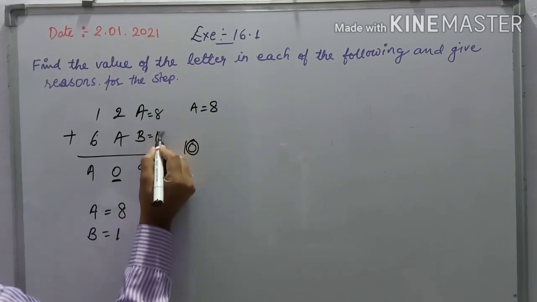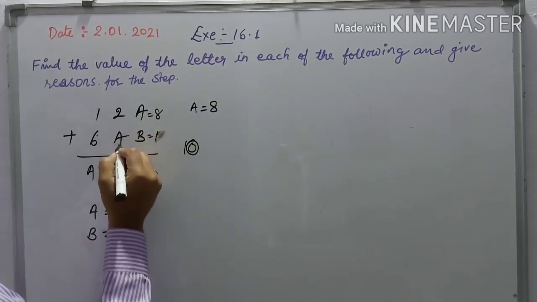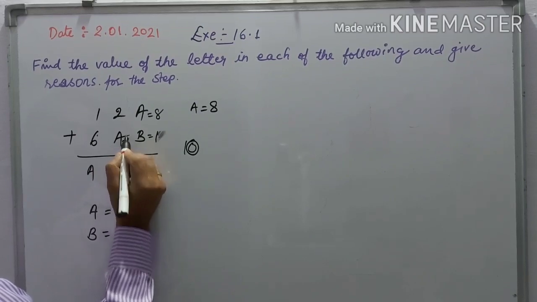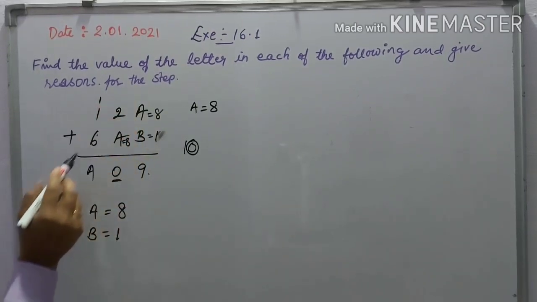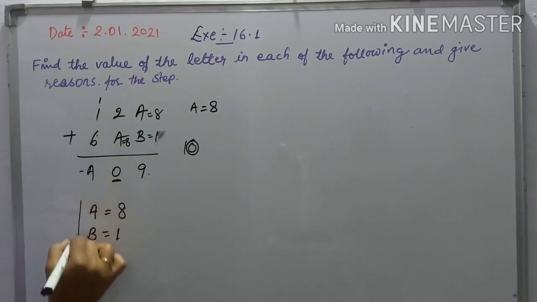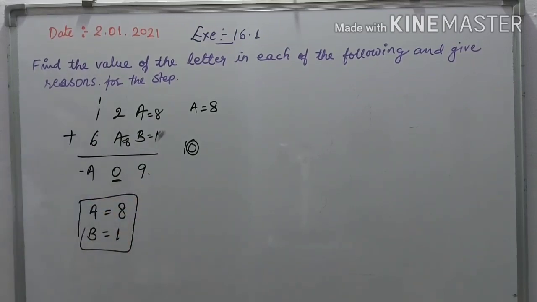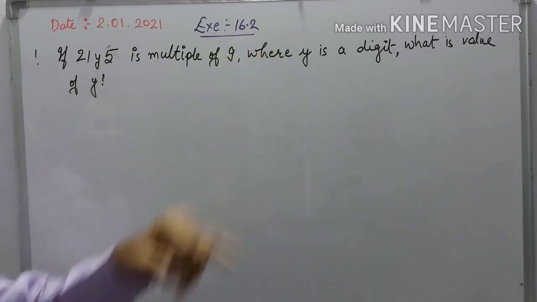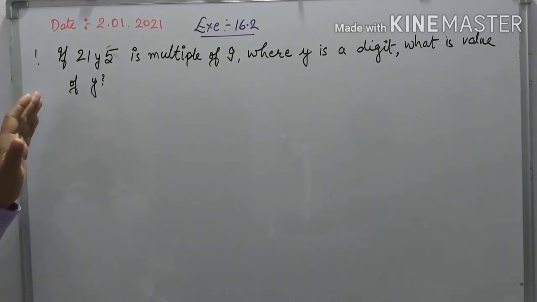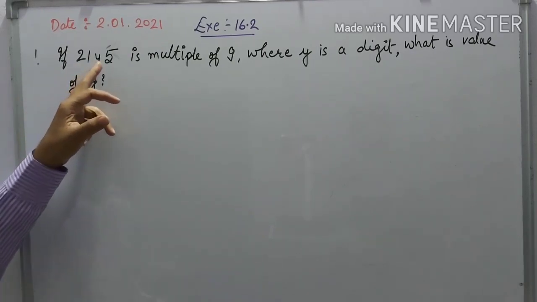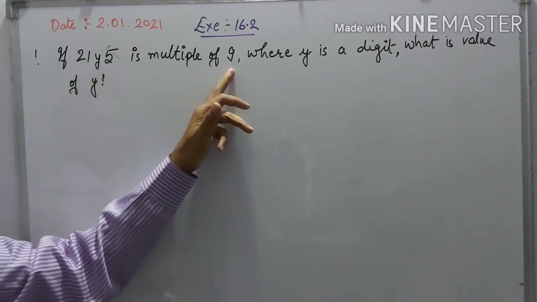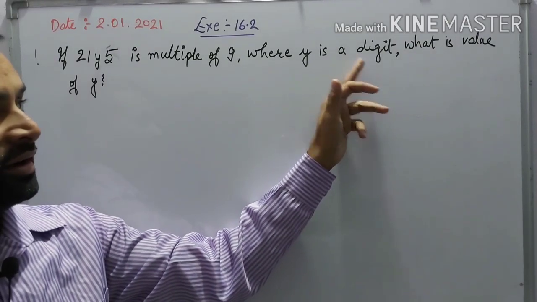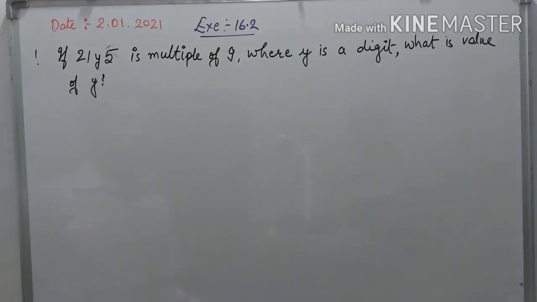8 plus 1 is 9, and 2 plus 8 is 10, 1 carry, so 6, 7 and 8. So the value of a is equal to 8 and b is equal to 1. After finishing exercise 16.1, now start exercise 16.2. In the first question, if 2, 1, y, 5 is a multiple of 9, where y is a digit, what is the value of y?